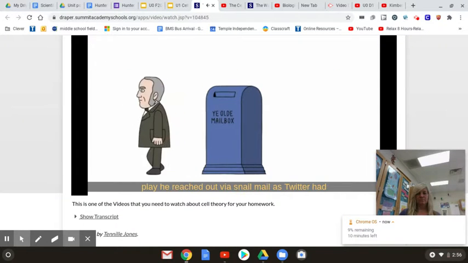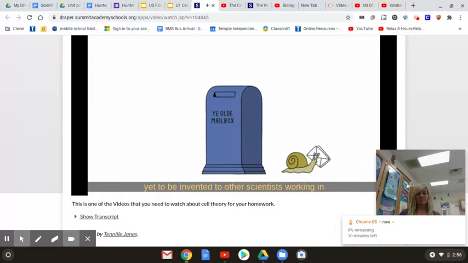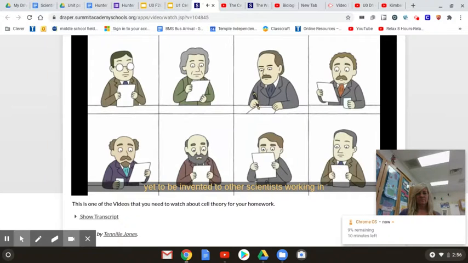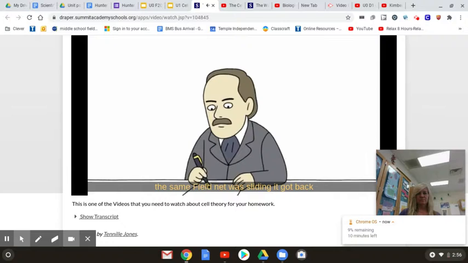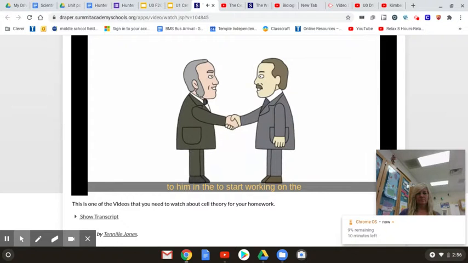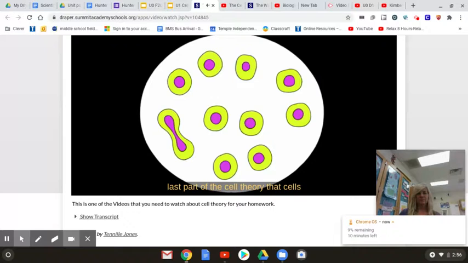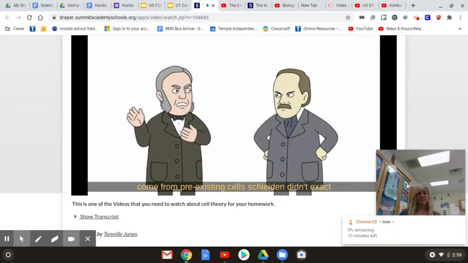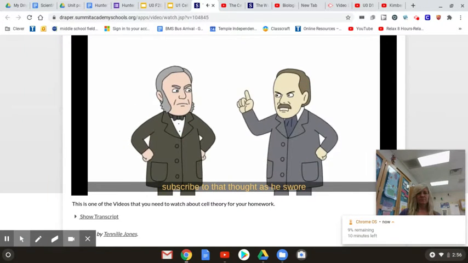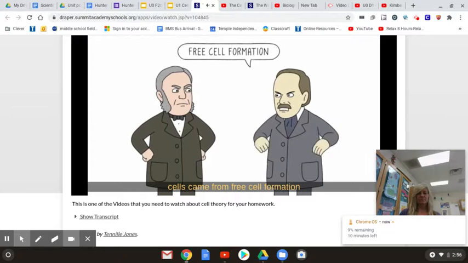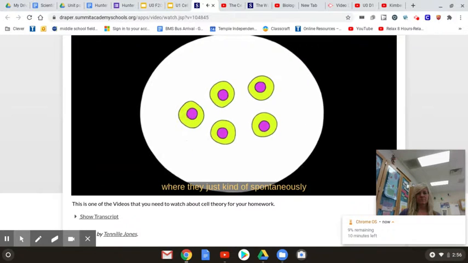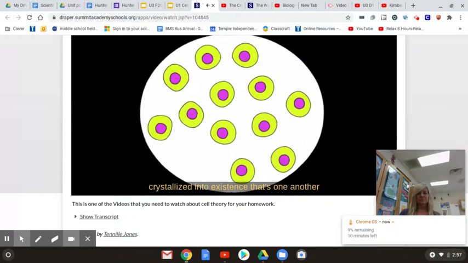Immediately, he reached out via snail mail, as Twitter had yet to be invented, to other scientists working in the same field, and it was Schleiden who got back to him, and the two started working on the beginnings of the cell theory. A bone of contention arose between them, as for the last part of the cell theory, that cells come from pre-existing cells, Schleiden didn't exactly subscribe to that thought, as he swore cells came from free cell formation, where they just kind of spontaneously crystallized into existence.